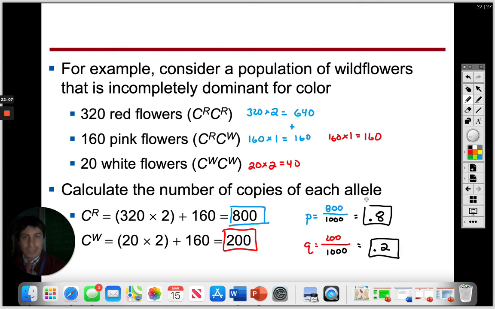Okay? So that's how you calculate the frequency of an allele in a population given our number of individuals of each phenotype. All right, guys. So I think that's enough for a day. Have a good rest of your day, and I'll see you next time.